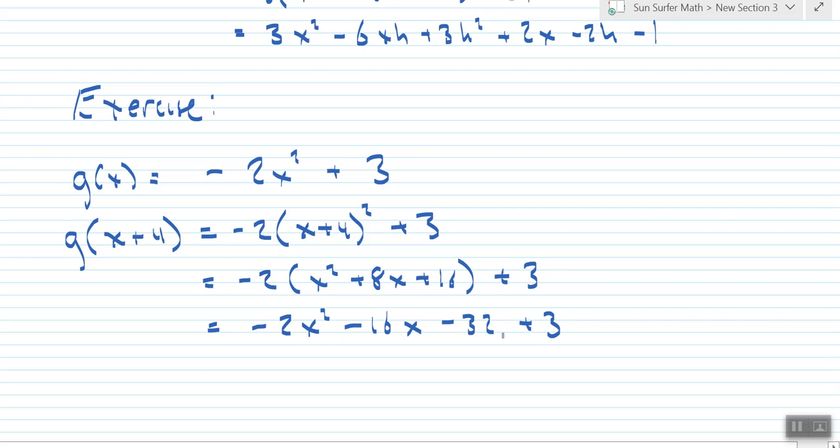And the negative 32 and 3 can be combined, and we will end up with negative 2x squared minus 16x minus 29. So we have evaluated function g at x plus 4 by substituting in the x plus 4 and then simplifying it as much as possible.